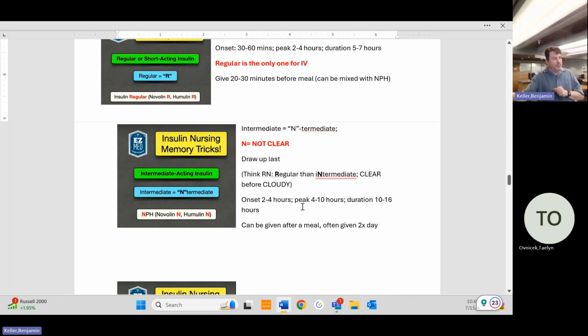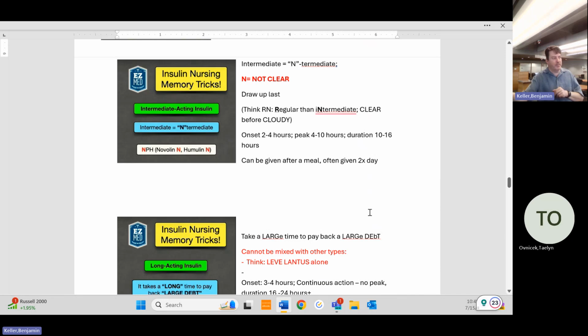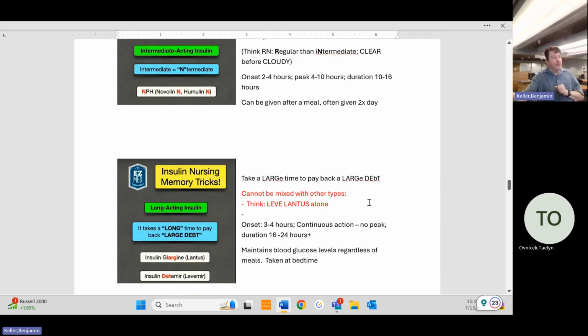Onset 2 to 4 hours. Peak 4 to 6 hours. Duration 10 to 16 hours. It can be given after a meal. It's often given twice a day. This is our last one.